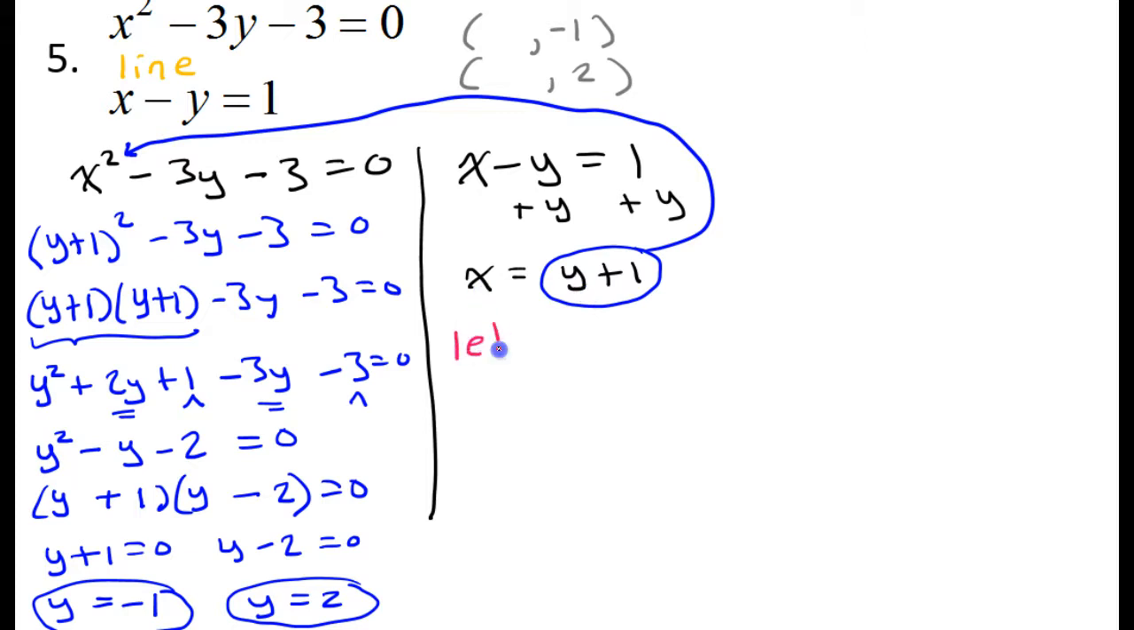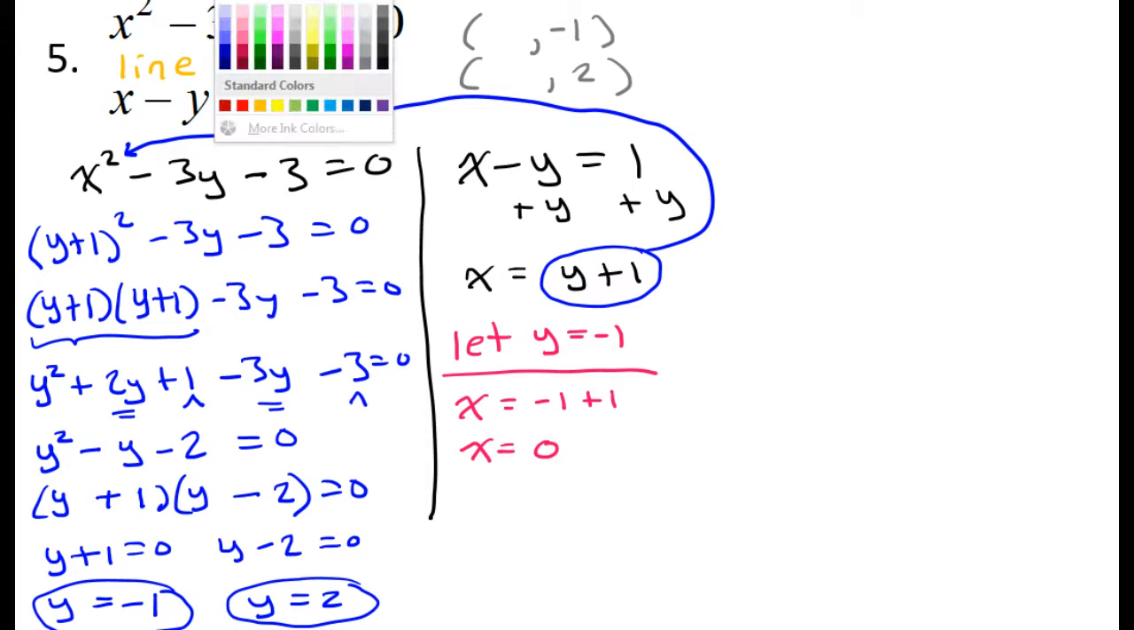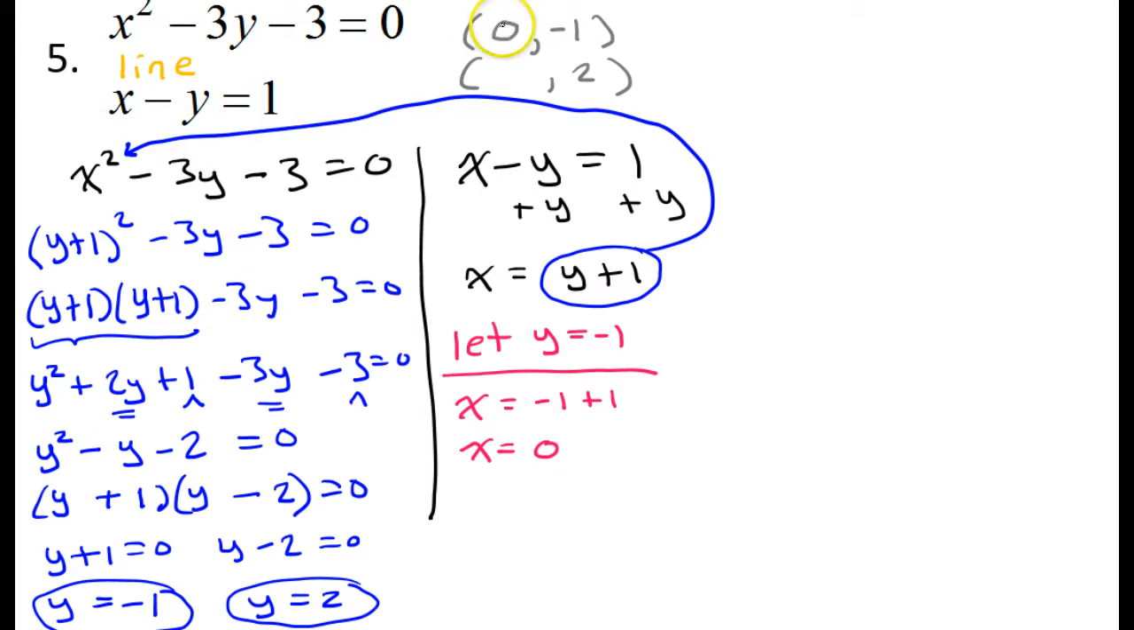So let's start by letting y equal negative 1. Okay, that's the first y value. If I do that, then this equation becomes x equals negative 1 plus 1. So x is equal to 0. So that gives me a solution. 0 comma negative 1.